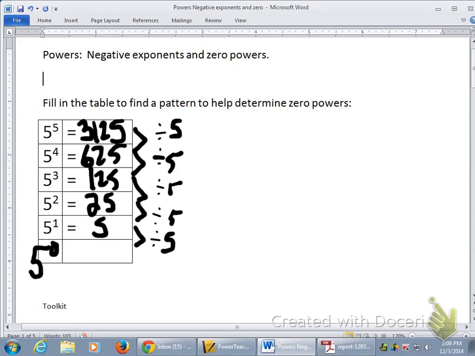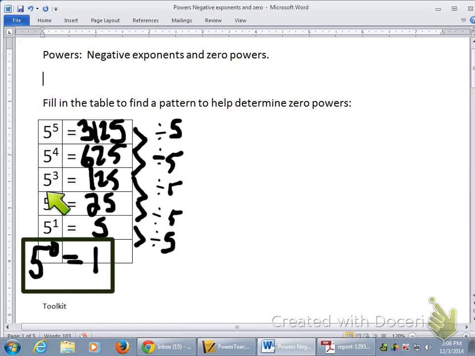Okay? So clearly, if we continue this pattern and divide by 5, 5 divided by 5 here should fill in that blank for us, and it does. And now we can see that 5 to the 0 power is 1, and that leads us to what we know in our toolkit, that any number to the 0 power equals 1. We can run through this again if you need to, but that's just kind of the why.